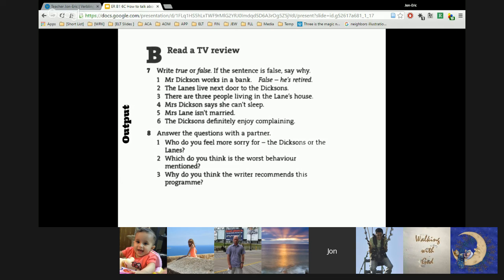Ms. Carmen, which do you think is the worst behavior mentioned so far? If they're equally to blame, I don't know. I think the Lanes, because I think the mother can control the kids. Right, in some way. Well, that's true, but didn't someone shoot the neighbor's dog? I know it was just mentioned in the TV series, but if we think about the TV series, probably killing your neighbor's dog is pretty bad.